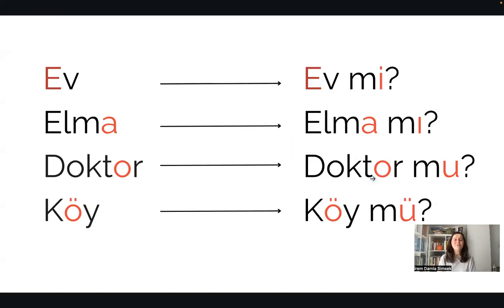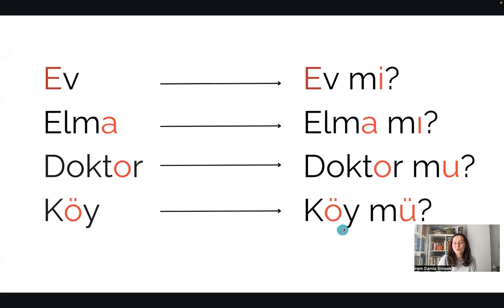Some of my students ask, why do you change it? Why not just use mi for all of it? Unfortunately, we can't, because we Turkish people cannot say it comfortably. So that's why we have to change it. We have to make it harmonic for our mouths. For example, if I say ev mı, it's difficult. Or if you say elma mi, you have to make changes. But if you say mi, mı, mu, mü, according to the final vowel, you produce it easily.